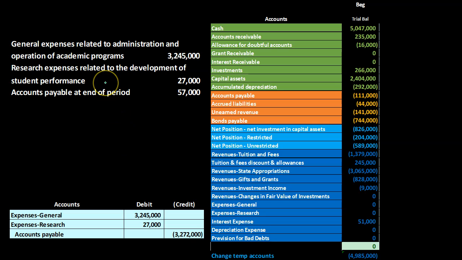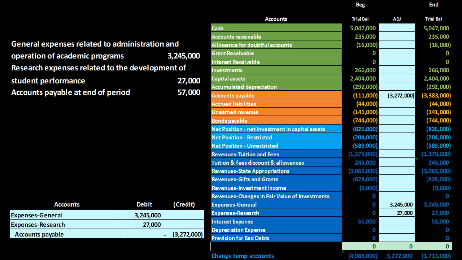$3,245,000. Then we have the research expenses related to the development of student performance, the $27,000. We will then debit the expenses related to research for that $27,000. We're going to assume these transactions will be on account, meaning we're not going to be paying cash for them at the point in time we're recording them here. We're going to put them into a liability account, that being accounts payable, a liability account with a credit balance. It goes up in the credit direction.